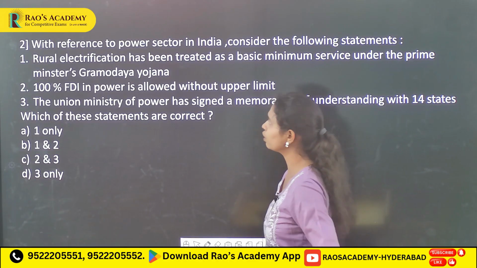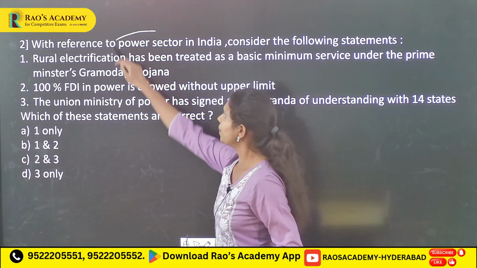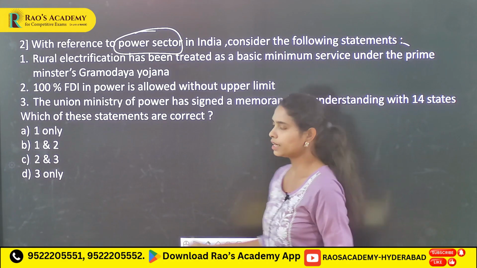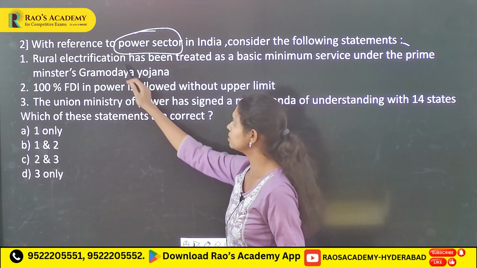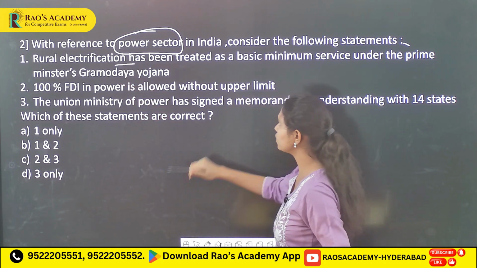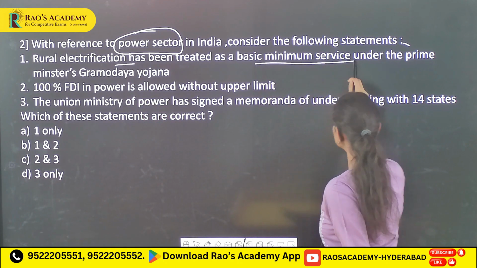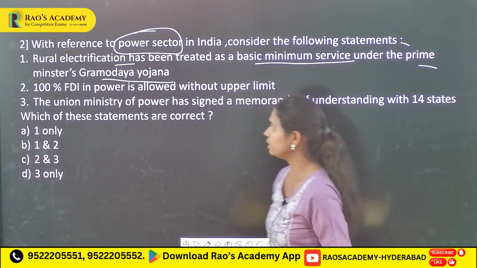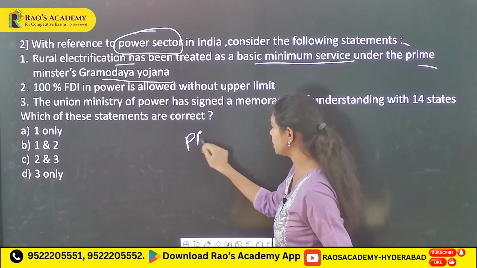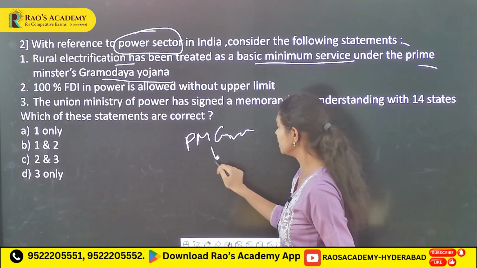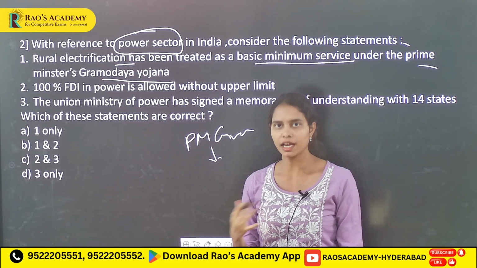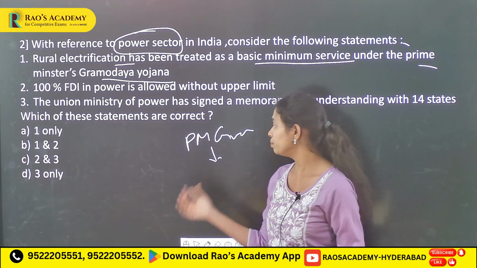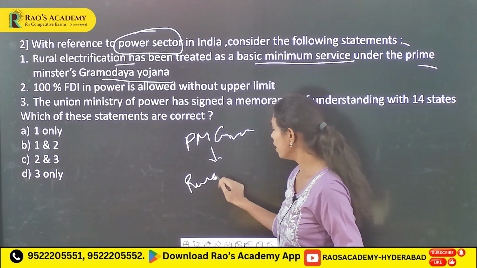Then followed by, with reference to the power sector in India, consider the following statements. The first statement given is that rural electrification has been treated as a basic minimum service under the Pradhan Mantri Gramodaya Yojana. If you closely observe, this Yojana is a flagship initiative, and this initiative is responsible for improving rural basic infrastructure.